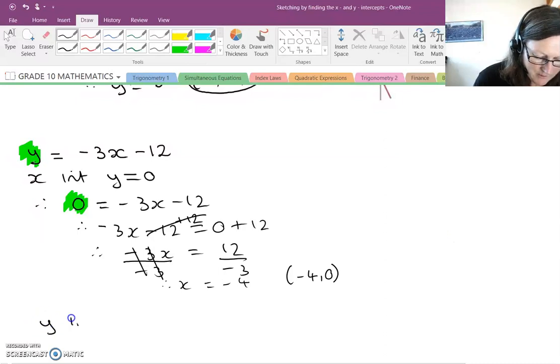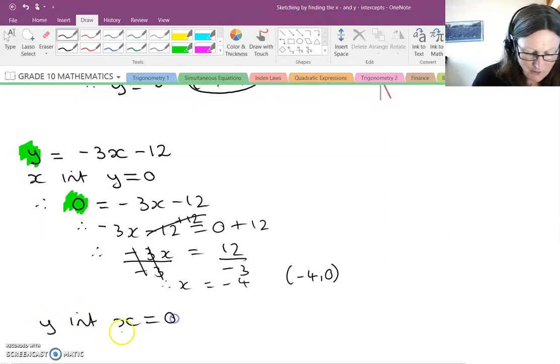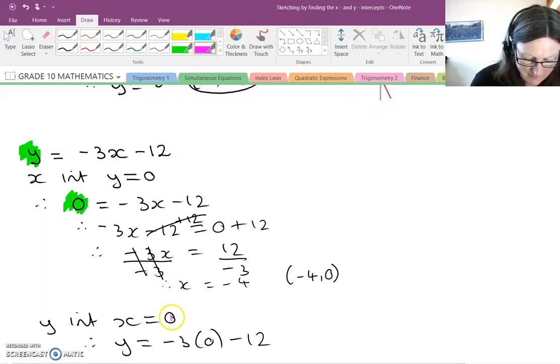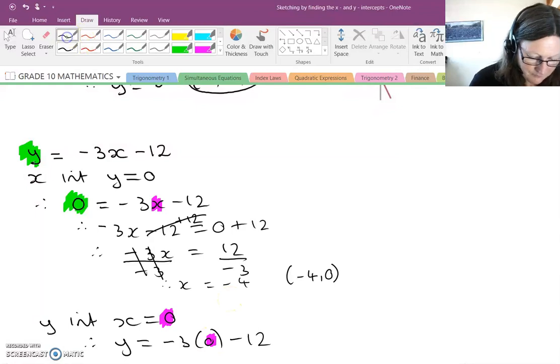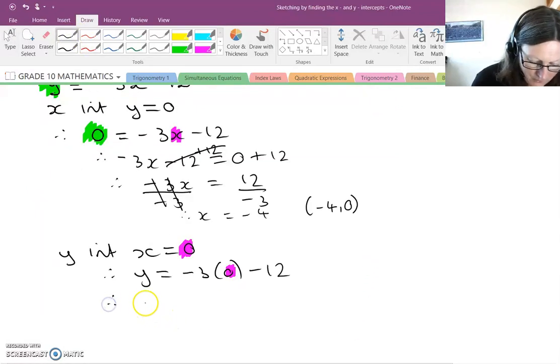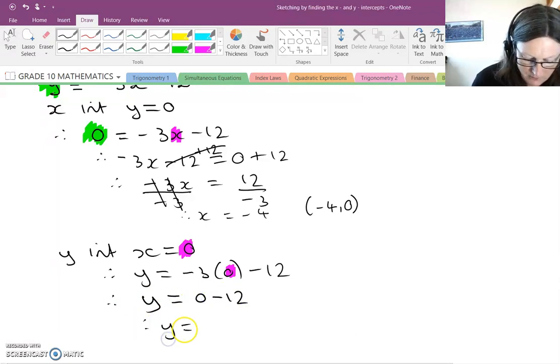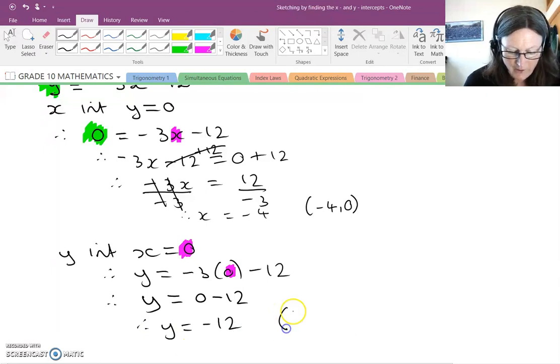Our y-intercept, remember, for a y-intercept, x is 0. So into my equation, when I see x, I am going to put 0. So highlighting that, x is 0, so where I see x here, I've put 0. So therefore, y is equal to negative 12. So our y-intercept is 0, negative 12.